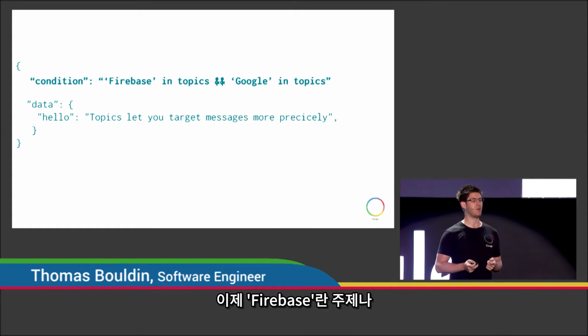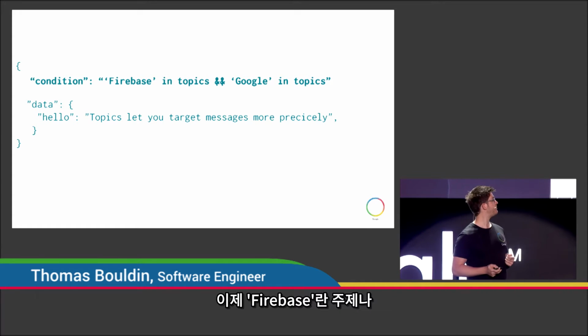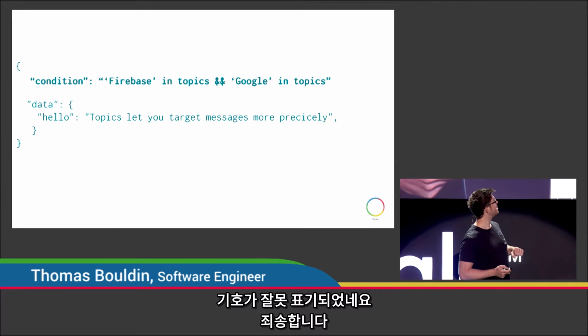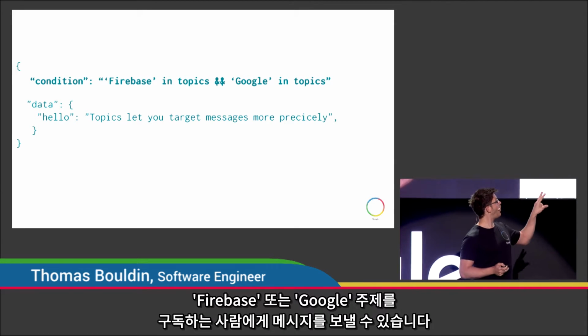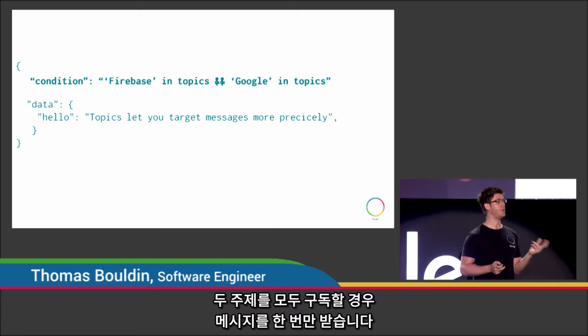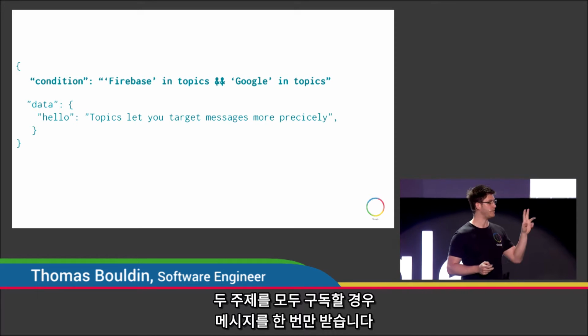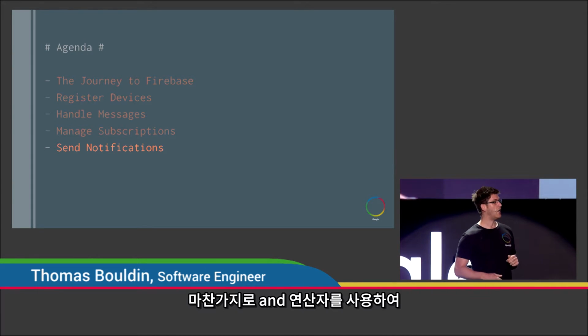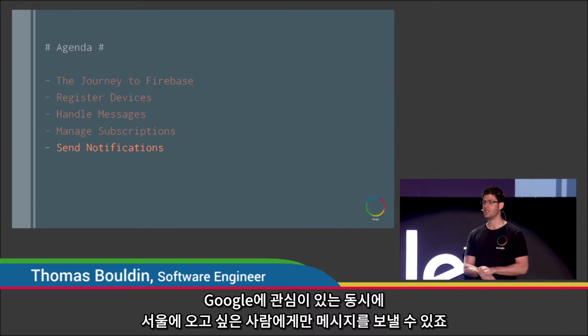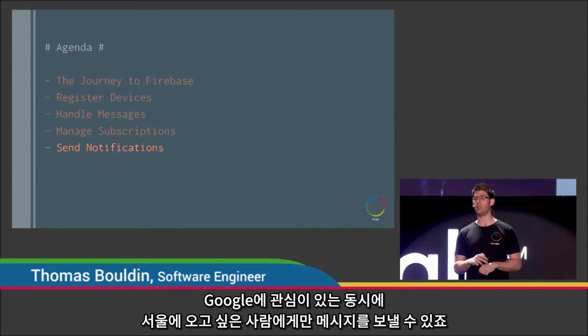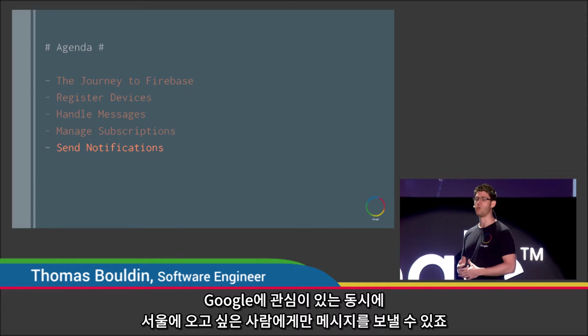So now you can say, I want to send a message to anyone in Firebase, or Google. And if I'm subscribed to both, I'll only get one message. Similarly, you can also use "and" if you wanted to make sure you talk to people only who are interested in Google and wanted to reach Seoul.